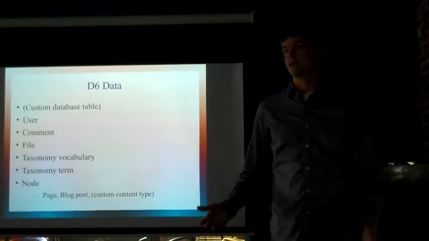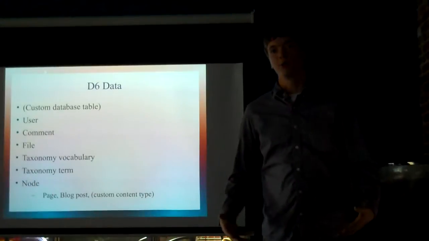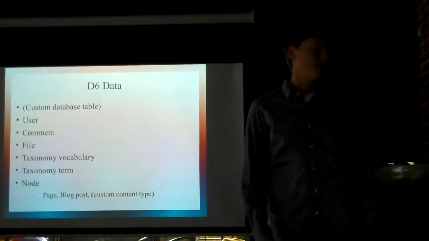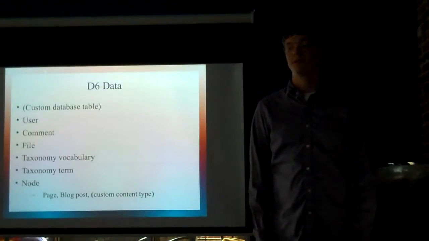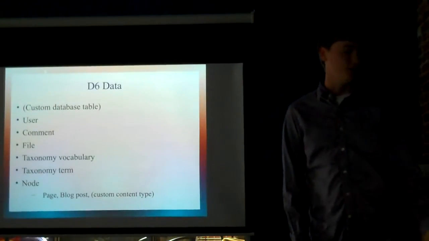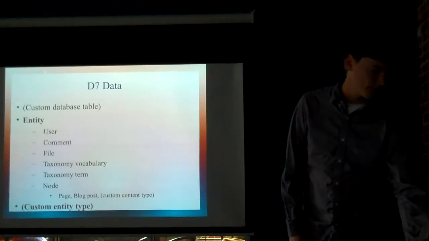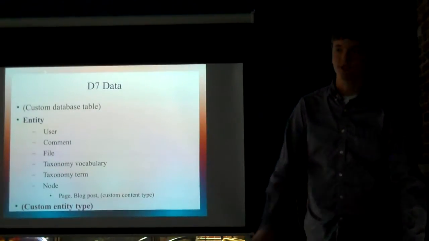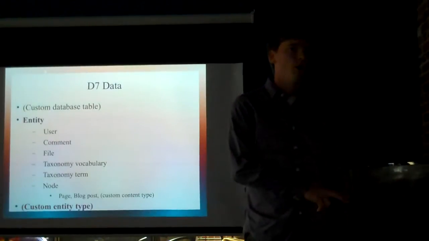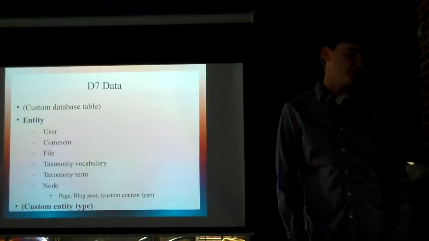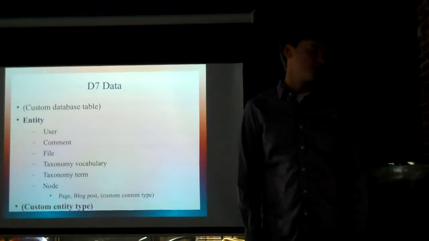So now nodes are obviously like the thing in Drupal, right? Everybody uses nodes. It's where most of your content tends to be. There are different types of nodes called content types. You've got pages, blog posts, and you can create your own using the UI, the field UI. Now in D7, we have all of those things, but we've got two more that I've added to the list here. So we've got entities, and we've got custom entity types.